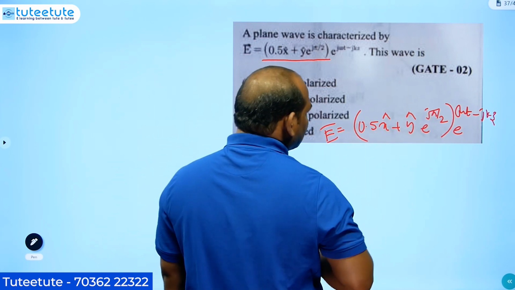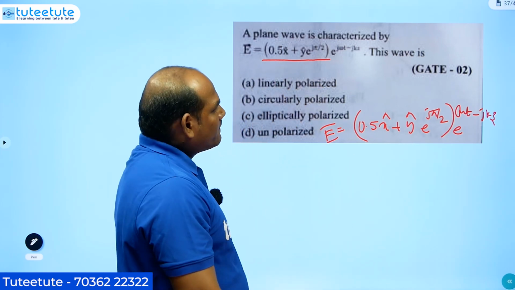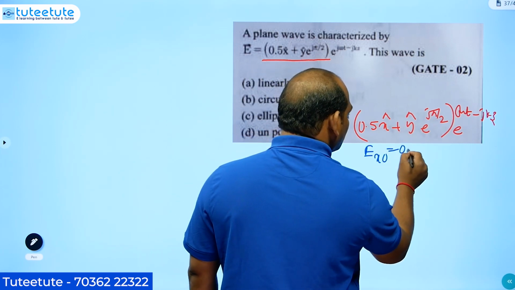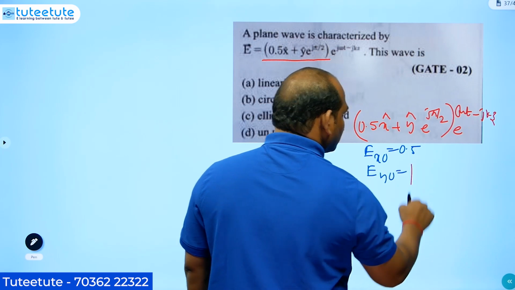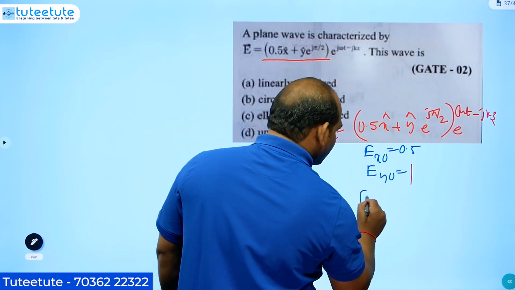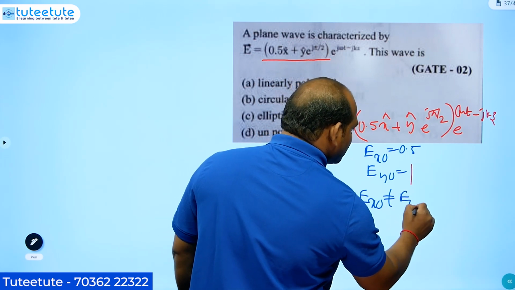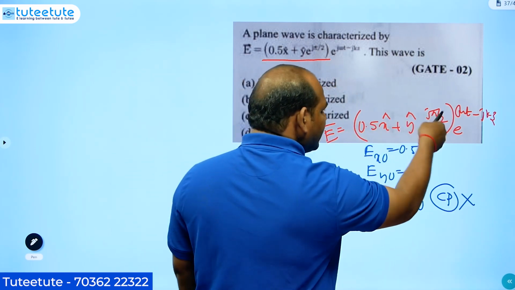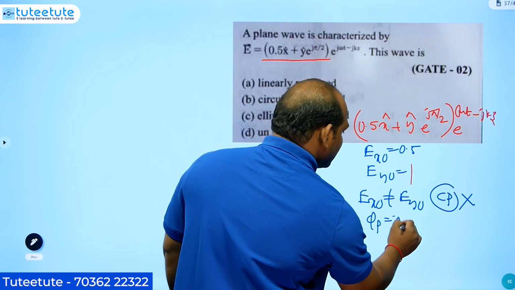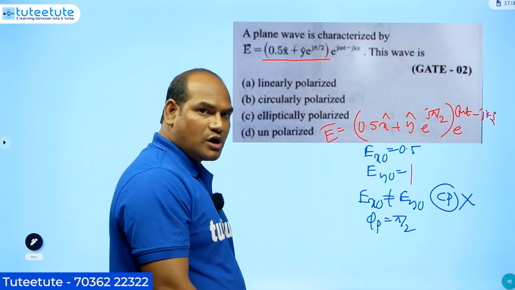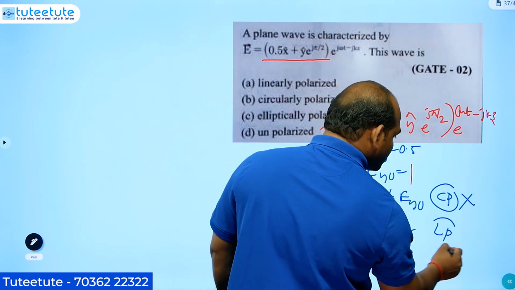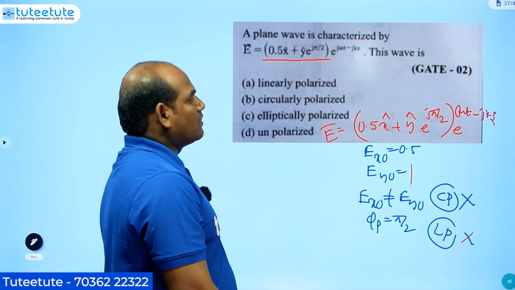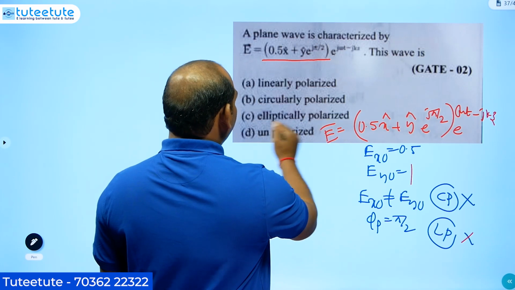By seeing this equation, we can understand that it has two components, okay, and the phase difference is 90, and those two components' peak values are 0.5 and 1 only, and these two are not equal. Ex naught is not equal to Ey naught, so surely it is not CP, okay. To have LP, we should have a phase difference of 0 or 180, but here it is 90, so LP is also not possible. So if CP and LP are not there, it should be EP only, okay. So elliptically polarized.